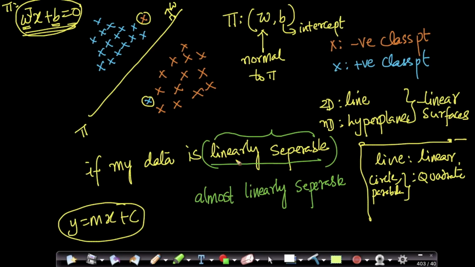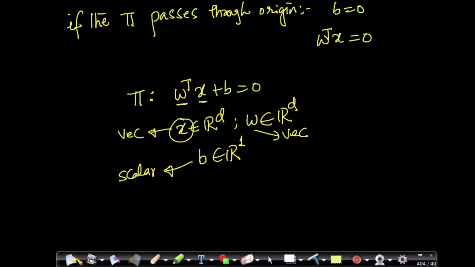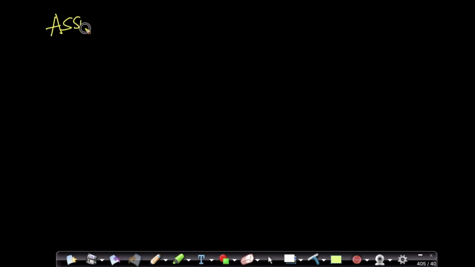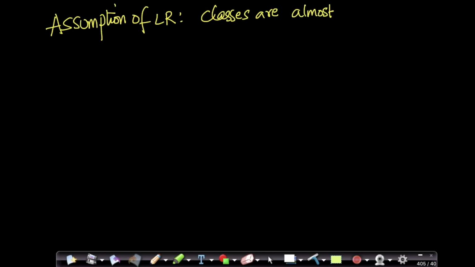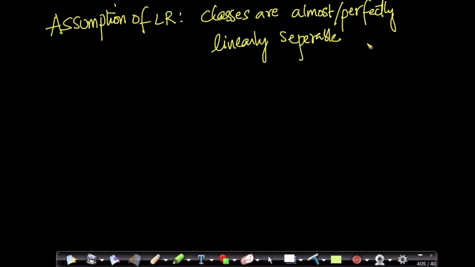Now imagine if my data is linearly separable or almost linearly separable. That's the assumption that logistic regression makes. The big assumption of logistic regression is that my classes are either almost linearly separable or perfectly linearly separable. That's the assumption that logistic regression is making.